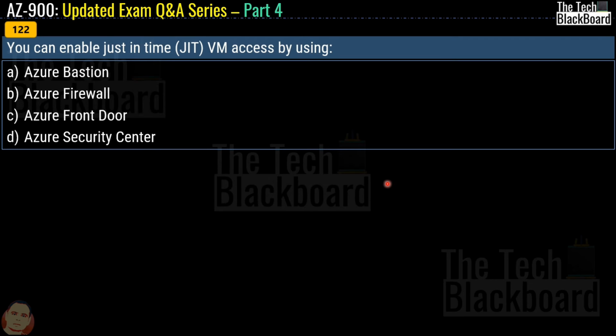Now let's move to question number 122. You can enable just-in-time virtual machine access by using, your options are Azure Bastion, Azure Firewall, Azure Front Door or Azure Security Center. And the correct answer for this question is option D, Azure Security Center.